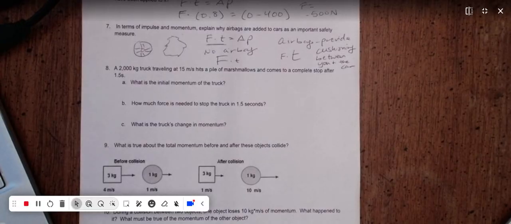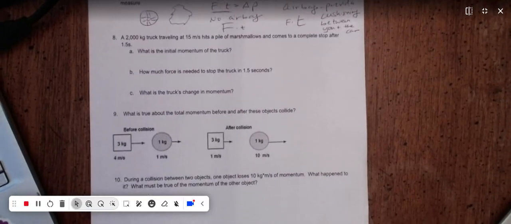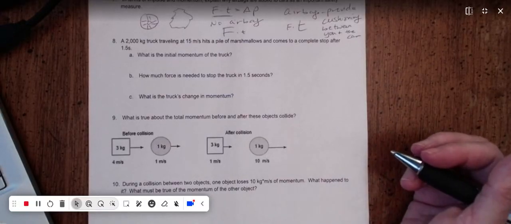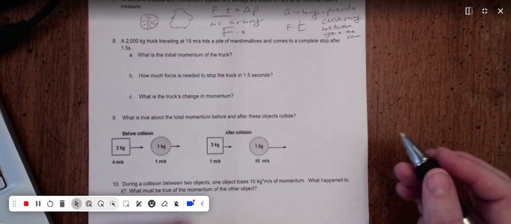And we'll talk about that this week. There's a couple of videos that we'll watch. Not anything graphic, just how they work, how they protect us.